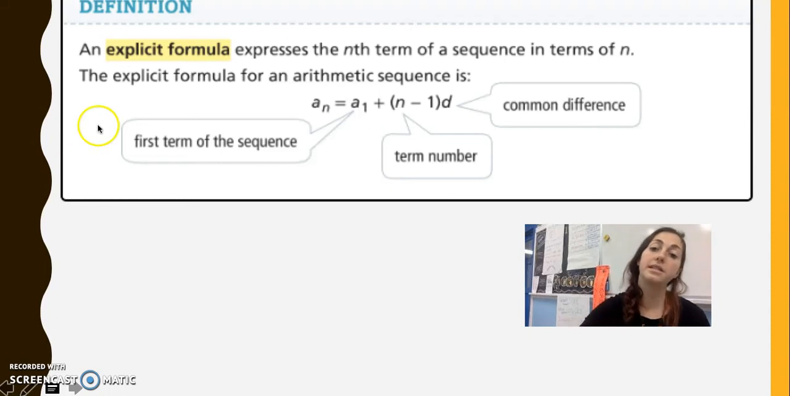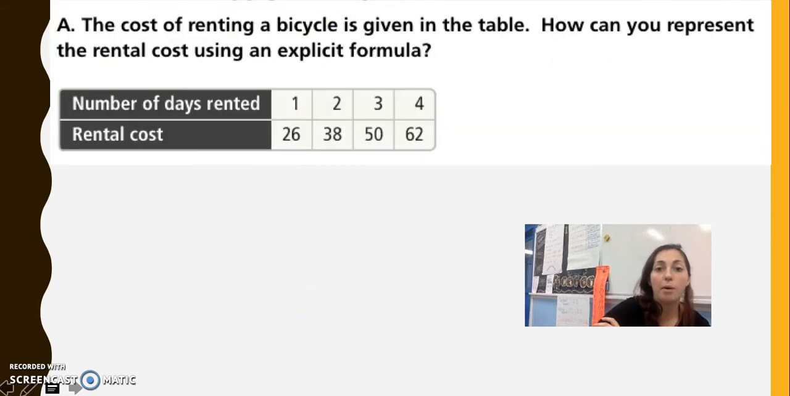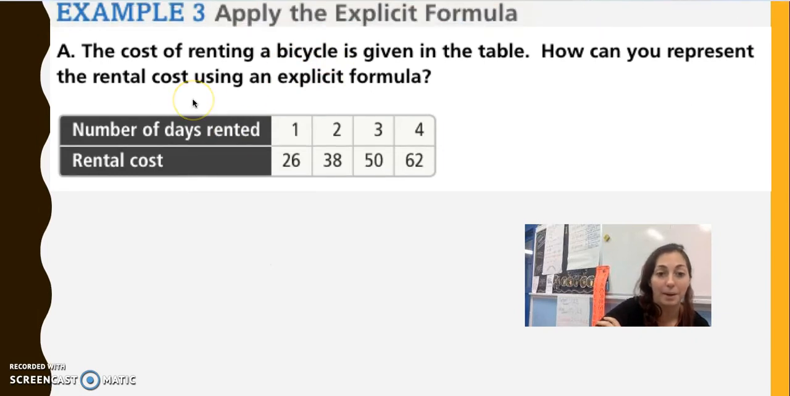Okay, the next thing is just a definition, and this is the explicit formula. This is for any term, the nth term in a sequence. So this one's a bit more valuable, but we need the first one, the recursive, to understand the explicit. So that's why we show you both. This one is saying a sub n, so any term, equals the first term plus the term number minus 1, in parentheses, times the common difference. So this is just a formula for you to have. How we apply the formula is the important part.